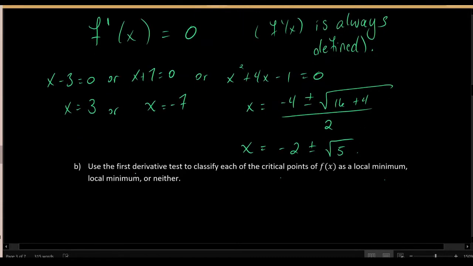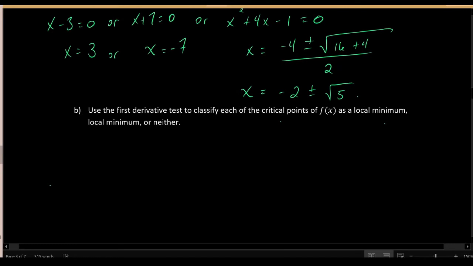Okay, so we have obtained 4 critical points. One of them at 3, one of them at negative 7, one of them at x equals negative 2 plus root 5, and one of them at negative 2 minus root 5. So now let's get into the good stuff. Let's use the first derivative test to classify all 4 of these critical points of f of x as either a local minimum, a local maximum, or potentially neither.